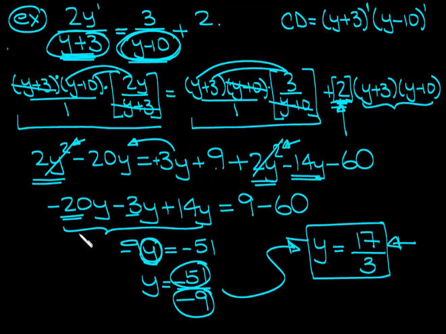So a good way to check for division by 0 is to just look at the denominator and ask yourself, for what x or y will that be 0? In this case it's y. Then you want to make sure that your answer is not one of those values.